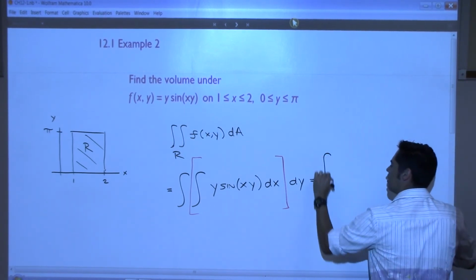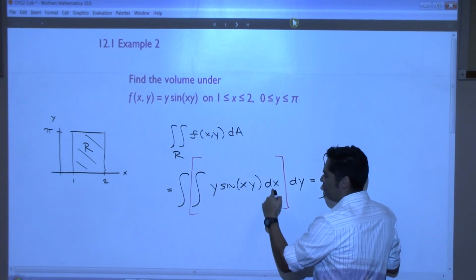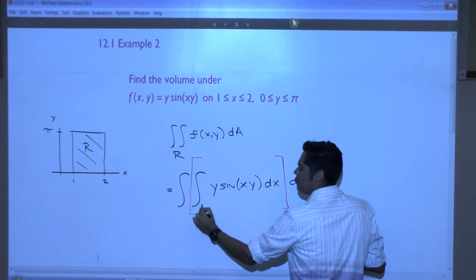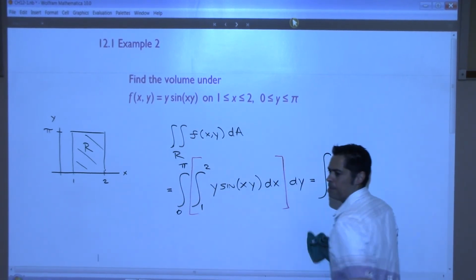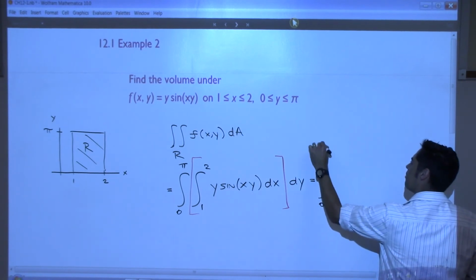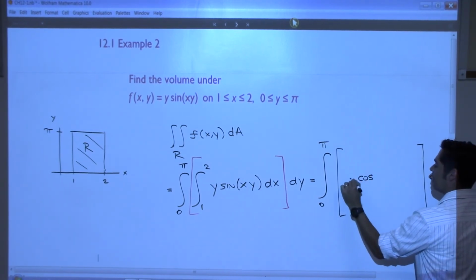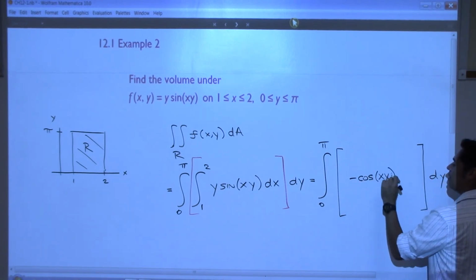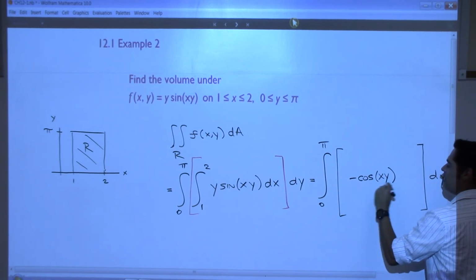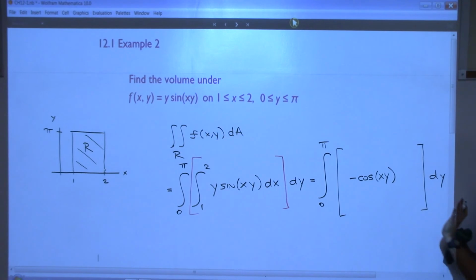I'm going to have the outer integral. I didn't put my limits of integration. I need to do that. What's going to go on the inner integral? 1, 2, and outer 0 to pi, right? So I have 0 to pi here. Let's go ahead and see if we can find the antiderivative. I'm nervous about what I'm going to get for answers here. What's the antiderivative of y sine xy with respect to x? Negative cosine xy over y. That's it right there.